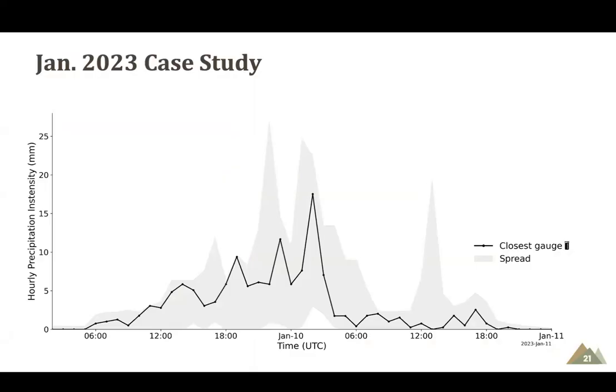And so again, we have a time series showing what the closest gauge recorded. In this case, this gauge is about 3 kilometers away from the site of the debris flow. And again, the gray band is the range among the different gridded QPE data sets.